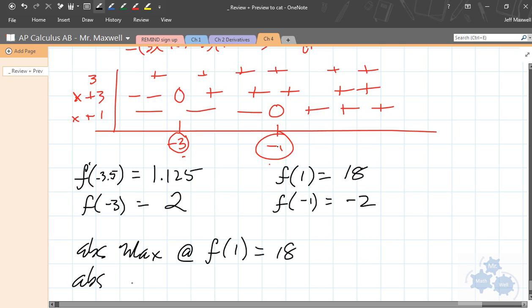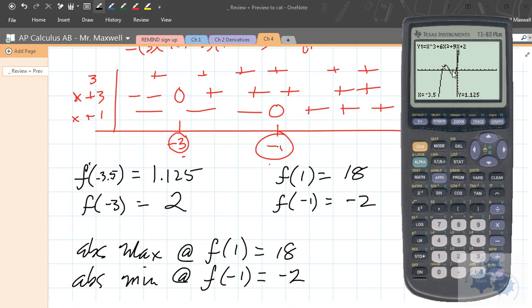And I don't care if you abbreviate absolute max and min. That's no problem. So what's the minimum value here? There's 1.1, there's 2, there's negative 2. So f at negative 1 is negative 2. Okay, that's what the math says.